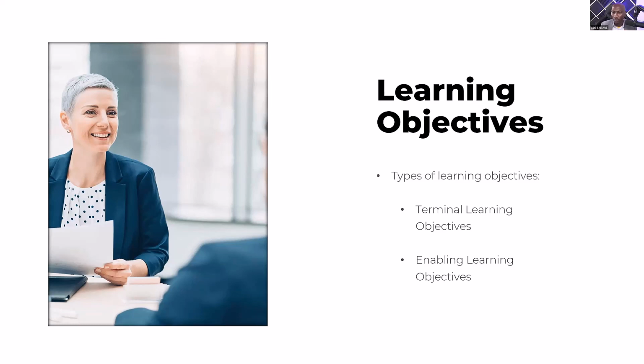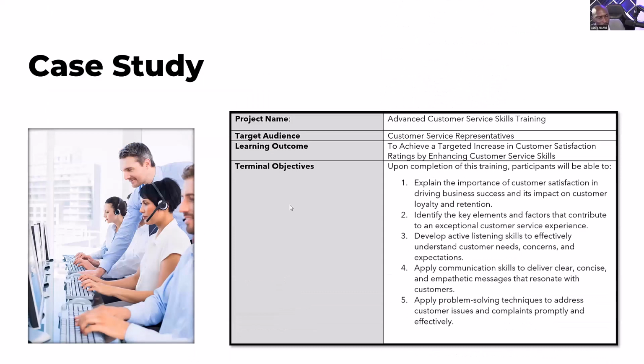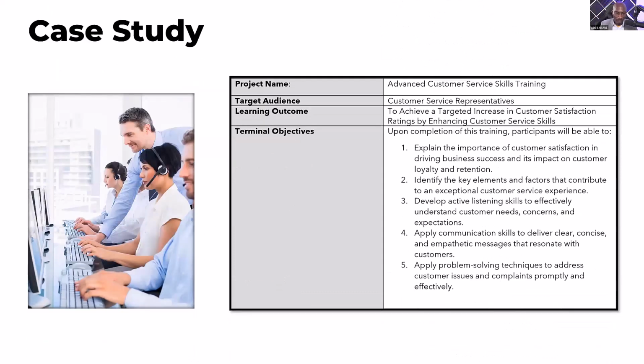Now, let's go back to our case study example and see how this plays out, right? So if you've been following, we started from a business challenge. We said we've conducted a training needs analysis, right? And then we've taken it further to begin to design an advanced customer service skills training, right? And we've identified and clearly stated our learning outcome. And from that, we've defined these terminal objectives, okay?